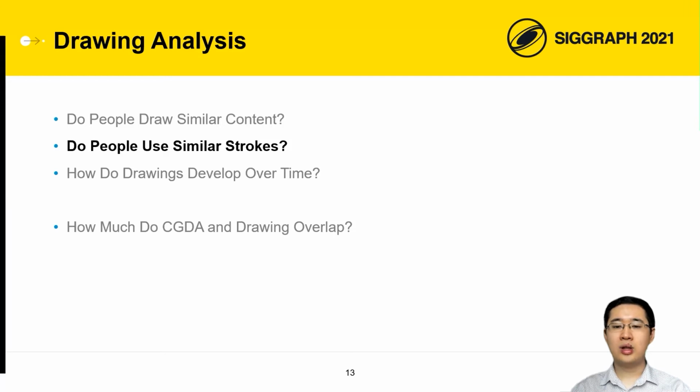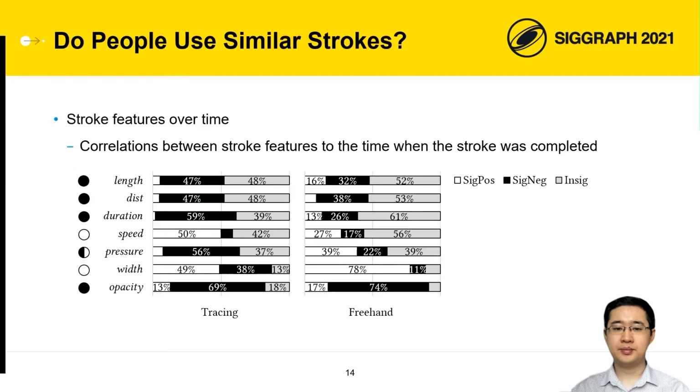We now look into whether people use similar strokes using recorded vector data. We extracted a list of stroke features and examined how they changed over time. We found that in both tracing and freehand drawing, early strokes tended to be long and drawn slowly using opaque colors. Late strokes tended to be short and drawn quickly using translucent colors.